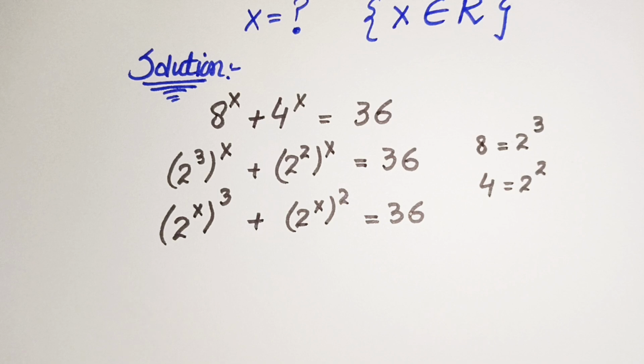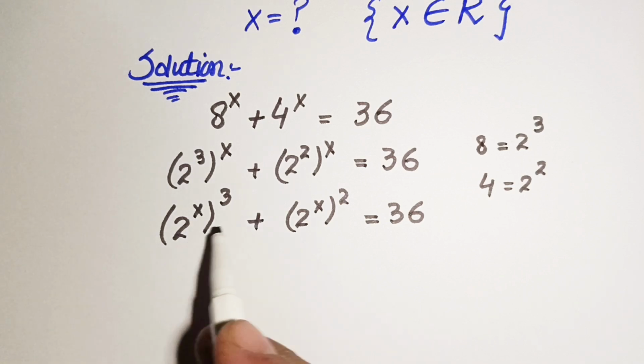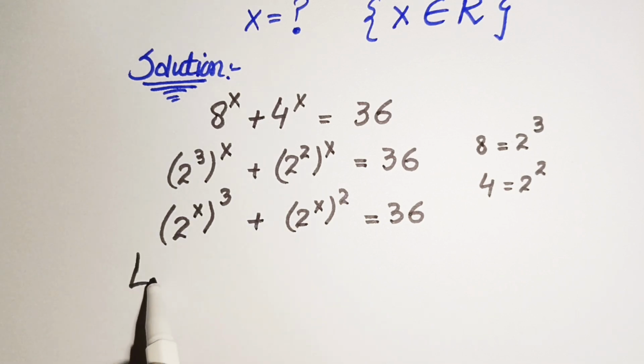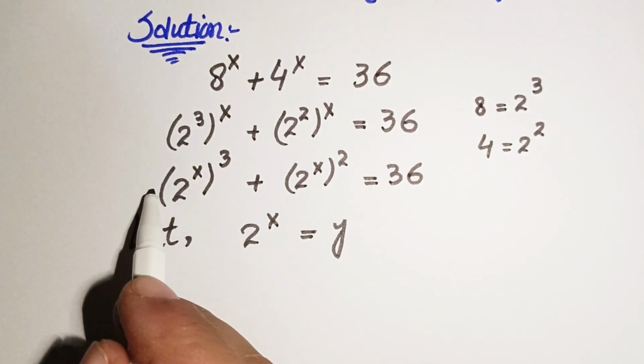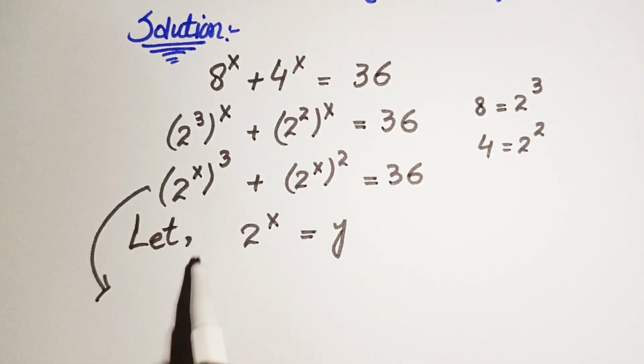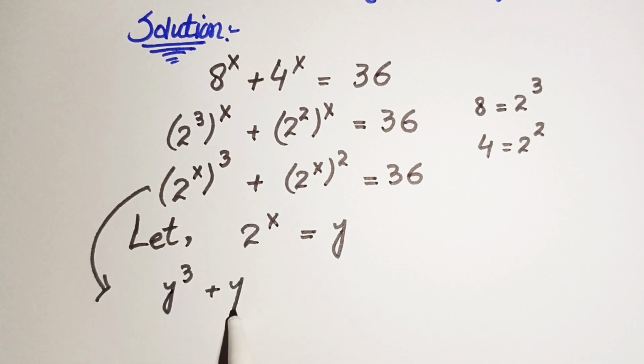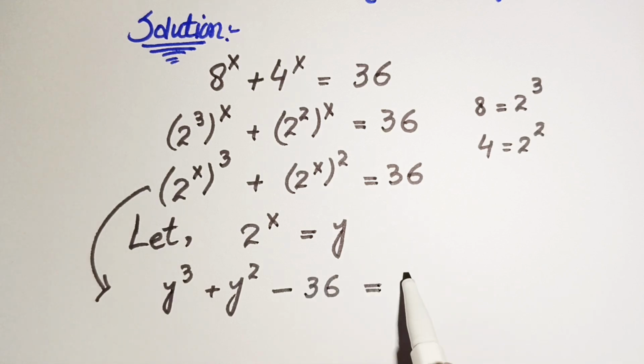Now we see that 2 to the power x is common in both expressions, so we are going to just let 2 to the power x be equal to y. Now substituting this value in our problem, it will be y cubed plus y squared, and shifting this 36 we get minus 36, that is equal to 0.